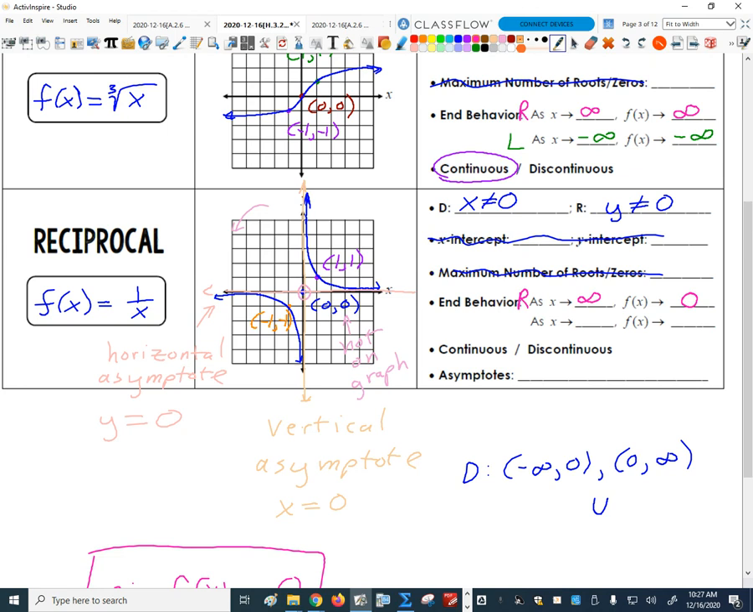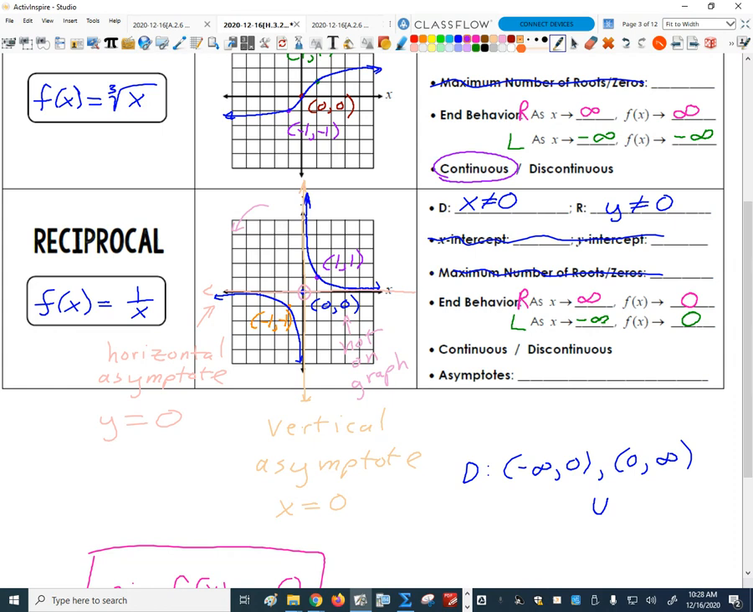What about the left end behavior on this one then? What's the left end behavior going to be, Rebecca Pearson? As x approaches negative infinity, what does f of x approach? 0. There you go.